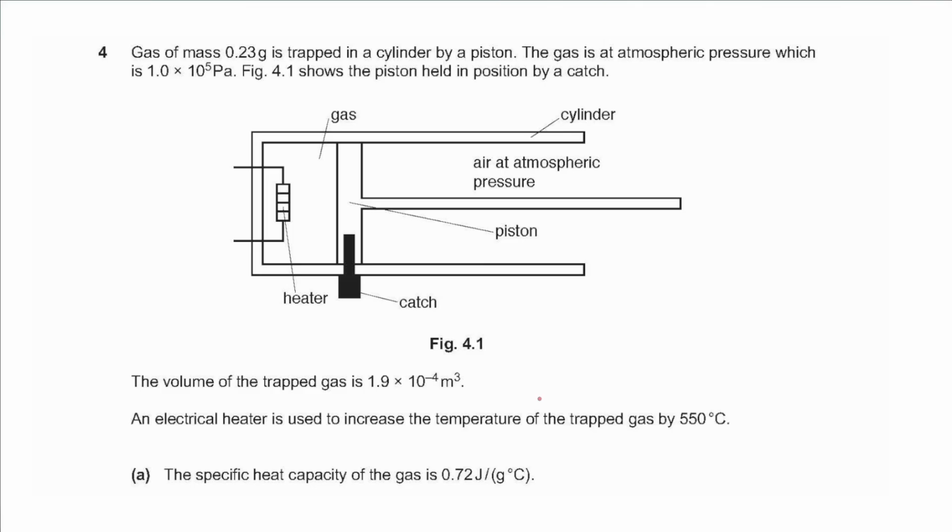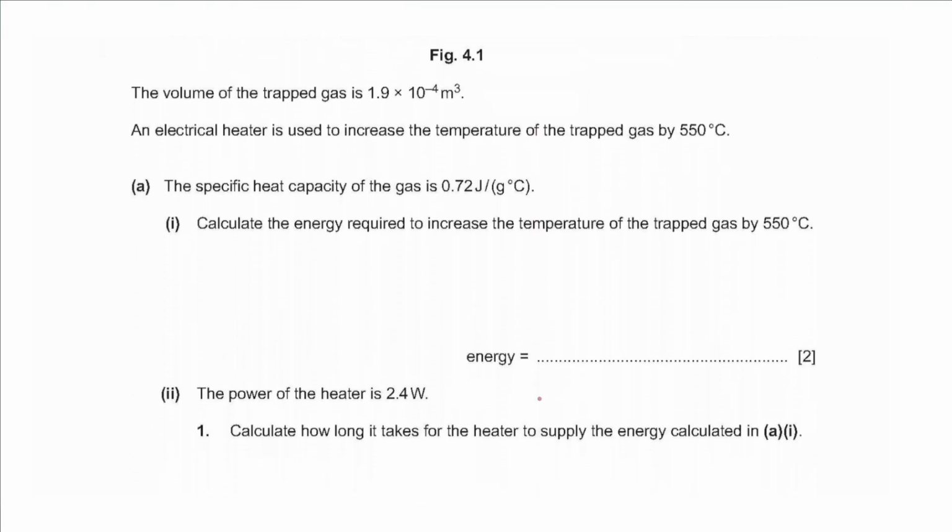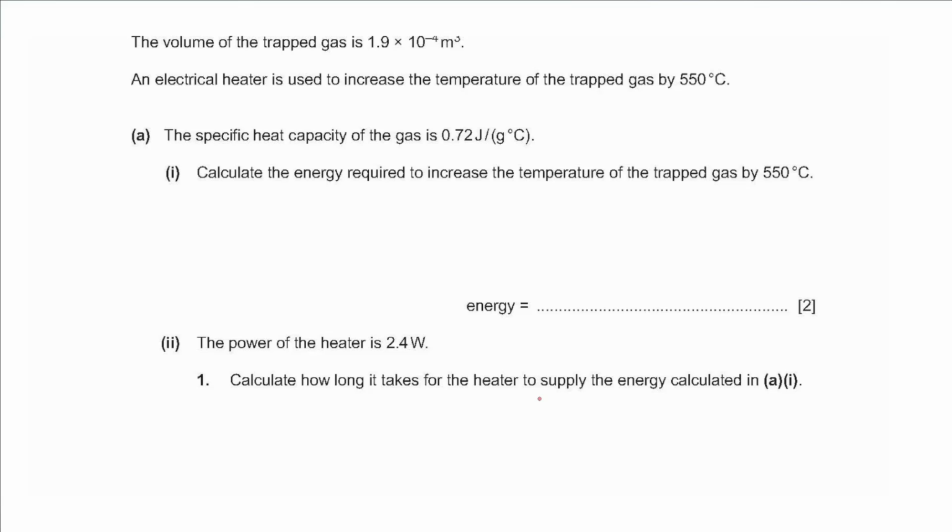The volume of the trapped gas is 1.9 times 10 to the power negative 4 meters cubed. An electrical heater is used to increase the temperature of the trapped gas by 550 degrees Celsius. Part A says the specific heat capacity of the gas is 0.72 joules per gram degree Celsius. Calculate the energy required to increase the temperature of the trapped gas by 550 degrees.